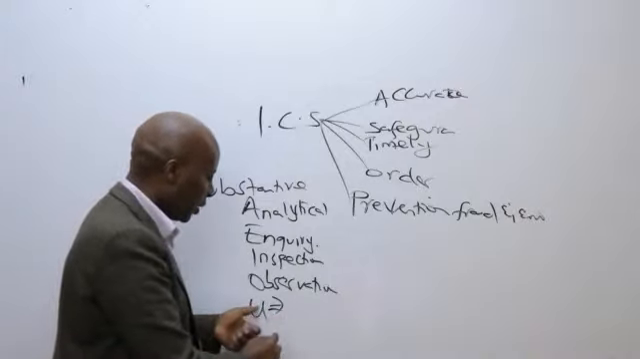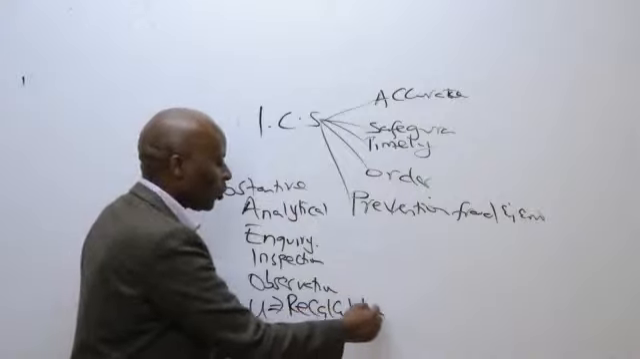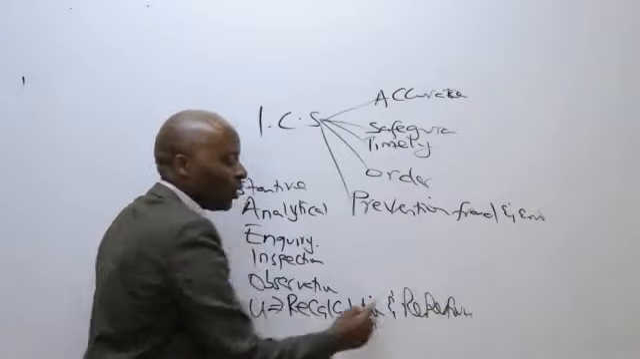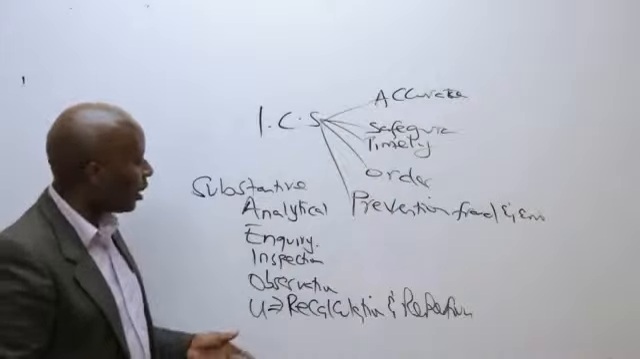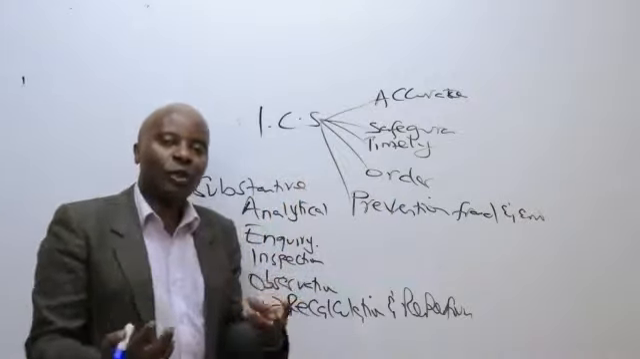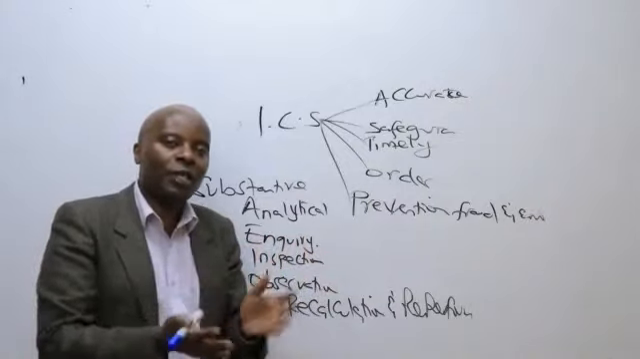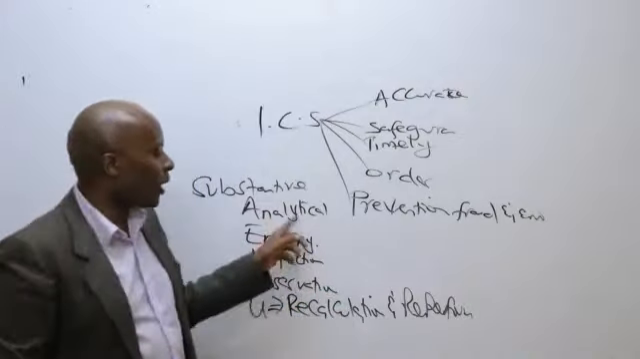So we have this U. This U stands for recalculation, and the performance. Listen to me very well. Once I realize that your internal control systems are weak, what I will do is to do a lot of work. I'll ask you to give me your 5 years financial statements, and then I'll analyze, I'll calculate ratios. That's what we call analytical procedures.